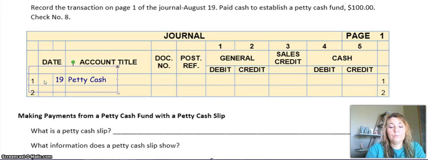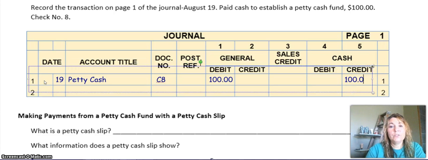That's important to know. So to do this, we have written a check. It is check number 8. We are going to debit petty cash because petty cash is an asset. And so we're going to debit it $100 to increase it. And we are going to credit cash $100 because we are taking $100 out of our checking account.